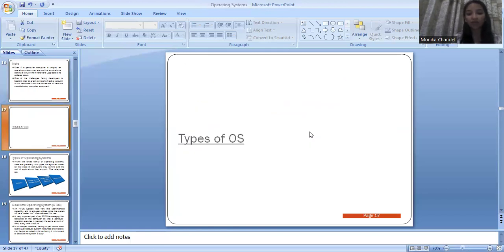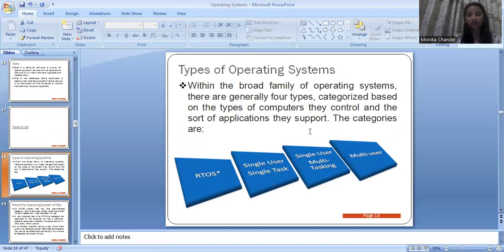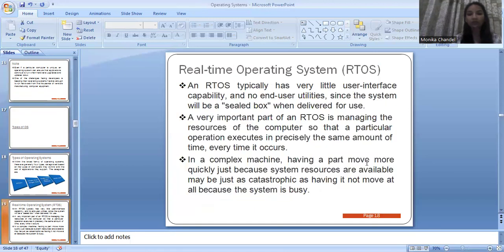So here are the types of operating system. The first one is RTO, real-time operating system. The second one is single user, single tasker operating system. The third one is single user, multitasking operating system. And the fourth one is multi-user operating system. So let's start with the real-time operating system.